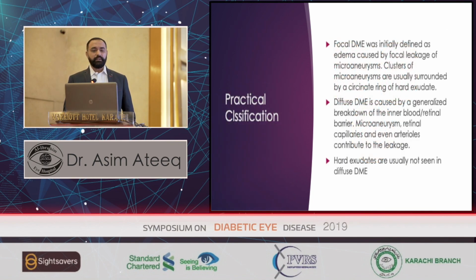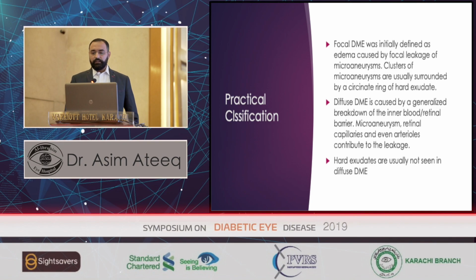There are certain practical classifications of diabetic maculopathy as well. We can divide it into two classes, focal DME and diffuse DME. Focal diabetic macular edema was initially defined as edema caused by focal leakage from microaneurysms. Clusters of microaneurysms are usually surrounded by a circinate ring of hard exudates. The good thing is, with focal DME, if you see the culprit microaneurysm, you just laser it and that's it, which is a wonderful thing about identifying focal diabetic macular edema.